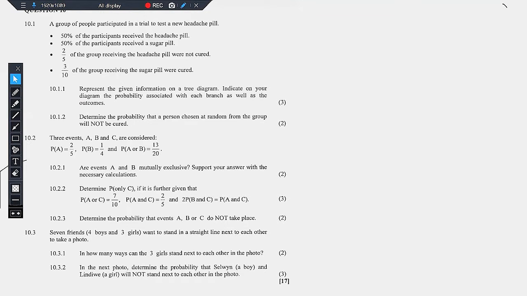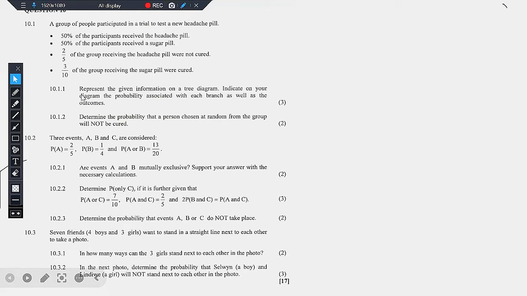Okay, so question 10 says a group of people participated in a trial to test a new headache pill. 50% of the participants received the actual headache pill, and 50% of the other participants received a sugar pill, right? So for whatever reason, maybe they want to test beyond any measurable doubt that the headache pill is actually working. So they give the other participants a pseudo pill, but obviously they're made to believe that it is also a headache pill. Then, 2/5 of the group receiving the headache pill were not cured. And then 3/10 of the group receiving the sugar pill were cured.